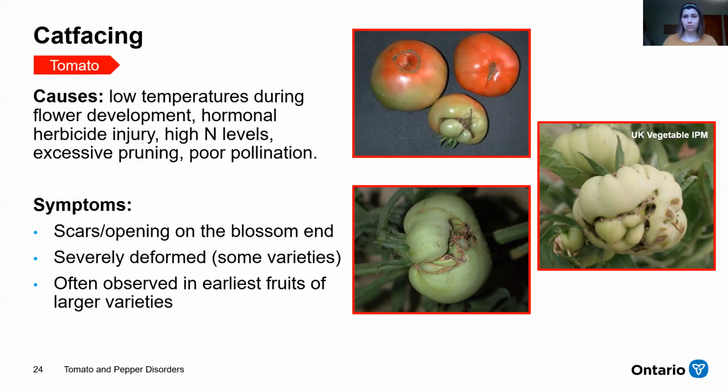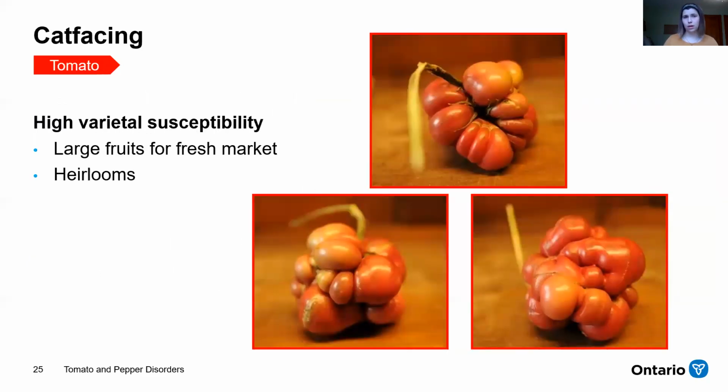So in the top left photo, we have a range of catfacing symptoms from mild to moderate, and the two other photos show some more severe deformities that are in larger varieties. And it usually affects the earliest fruit of large fruited varieties. This is just some more photos of catfacing. As mentioned, there's high variety in the susceptibility, especially when it comes to larger fruits, such as heirlooms that are a lot more susceptible to these catfacing disorders.